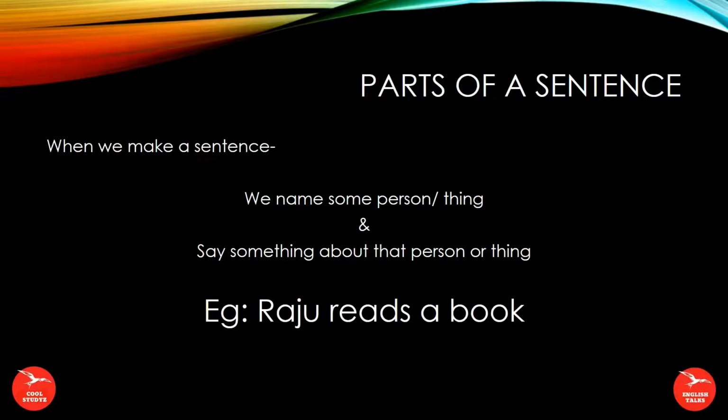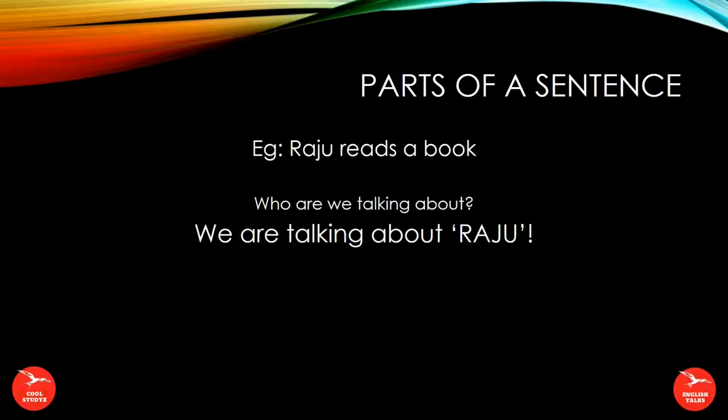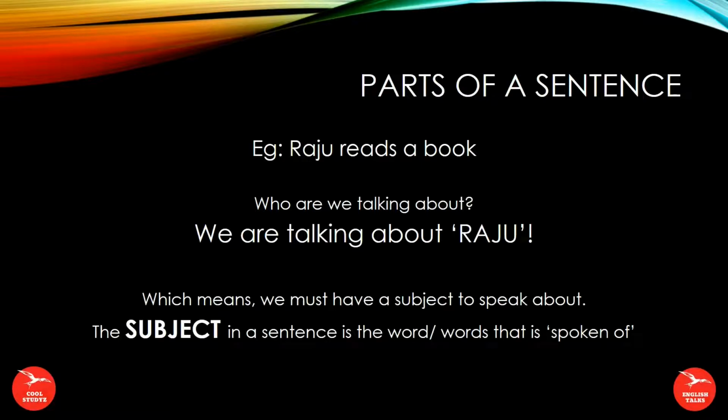We name some person or thing and say something about that person or thing. For example, Raju reads a book. That is a beautiful sentence, right? My question for you: who are we talking about in this sentence? Come on. Raju reads a book. So we are talking about Raju. Exactly. Which means we must have a subject to speak about. And the main subject here is Raju, right?